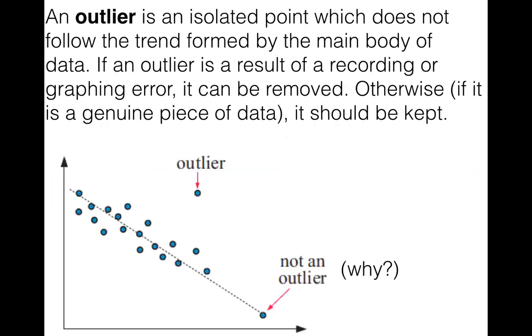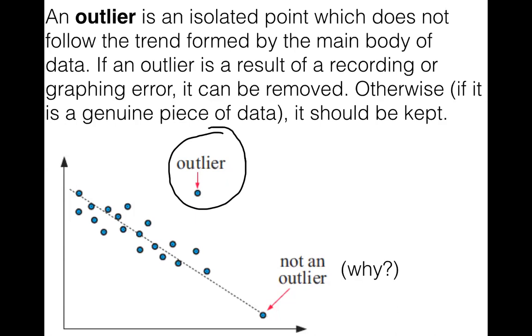We sometimes see outliers when we collect data. There are really sort of two different kinds of outliers. If an outlier is the result of a recording error or a graphing error, we should always remove that data point from our data set. Otherwise, it should be kept. If it's a genuine piece of data, then we should always keep it with our data set. We're going to see here that this point is an outlier.